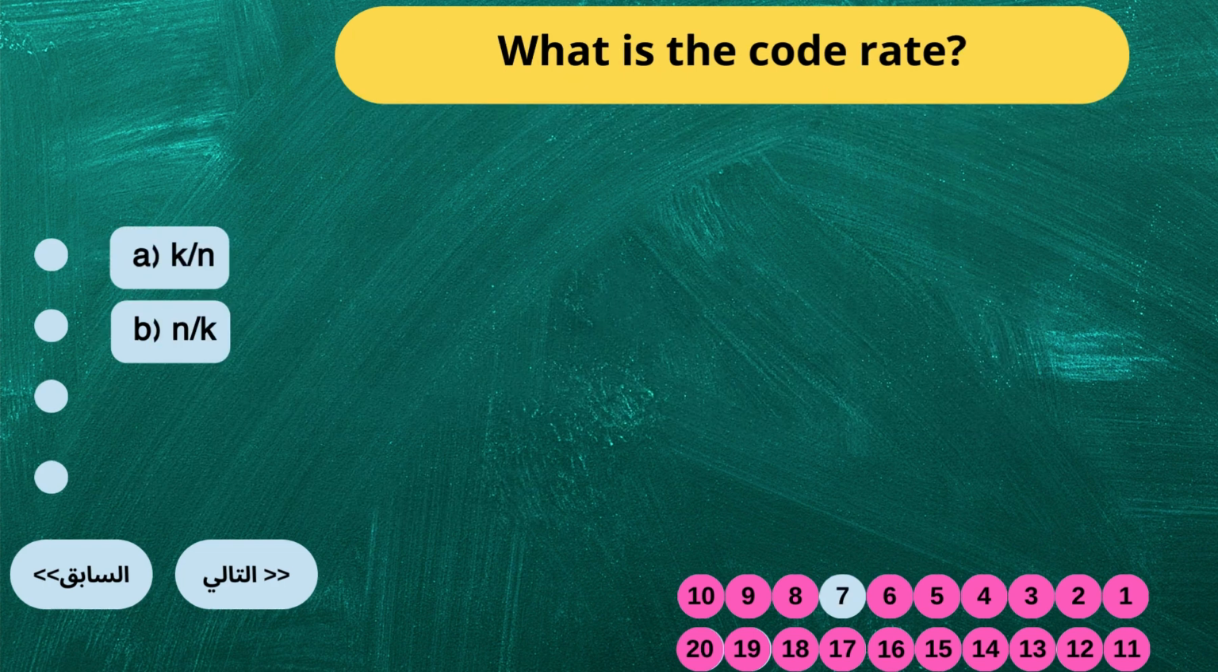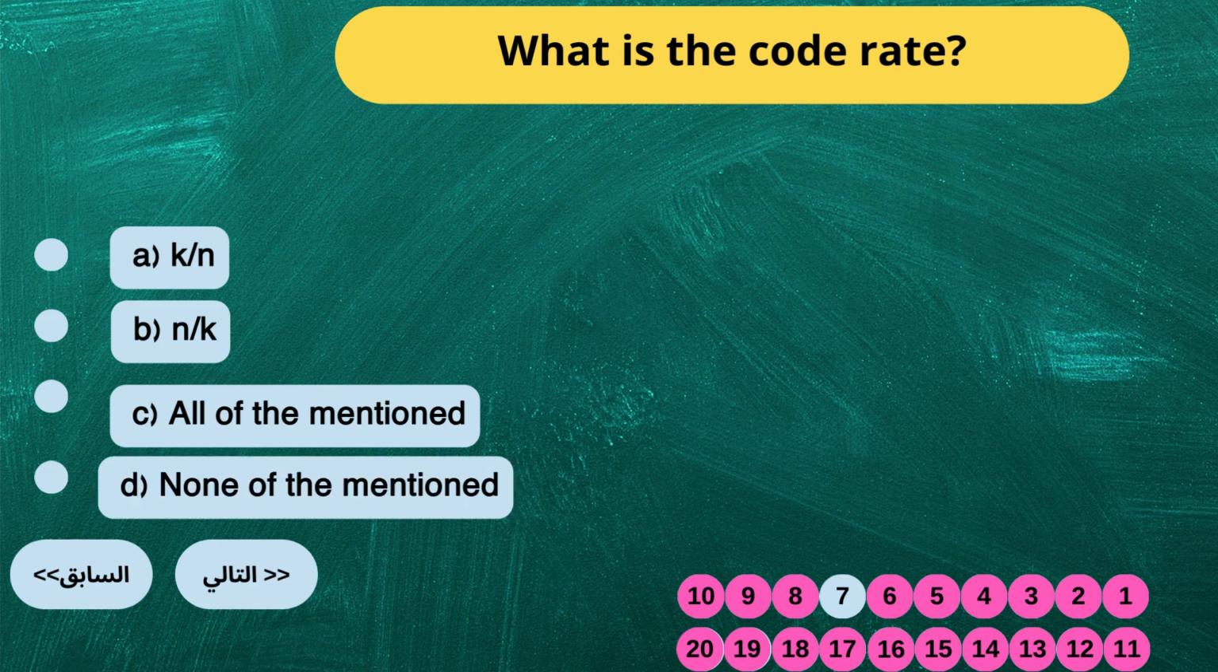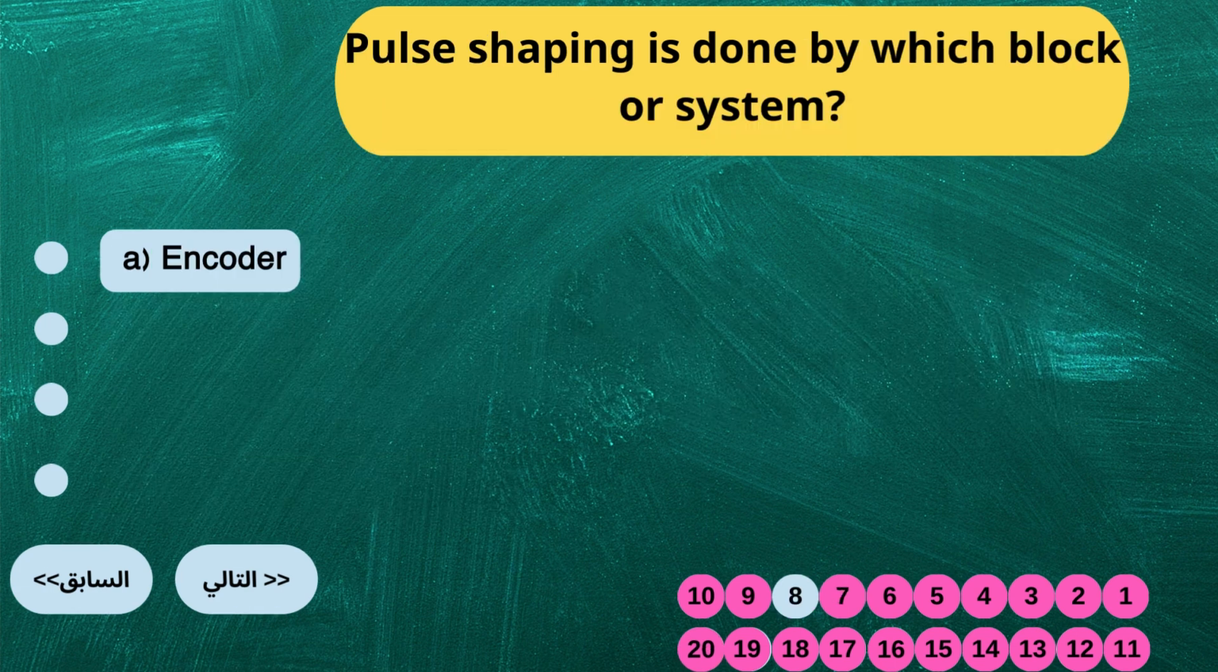What is the code rate? A. k/n. B. n/k. C. All of the mentioned. D. None of the mentioned. Answer A. Explanation. Here n is the total bits of sequence and k bits are mapped. Amount of redundancy introduced is given by n-k, and its reciprocal is the code rate.